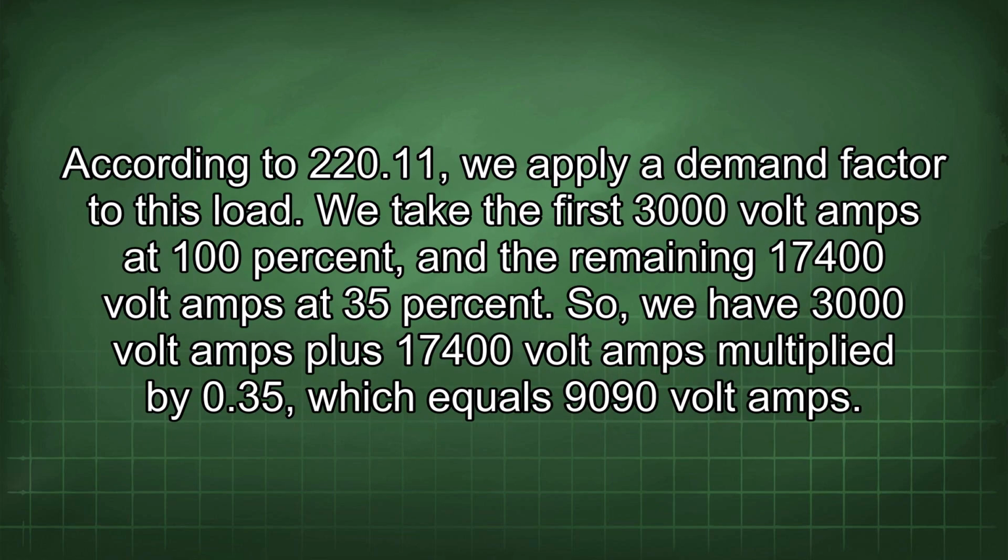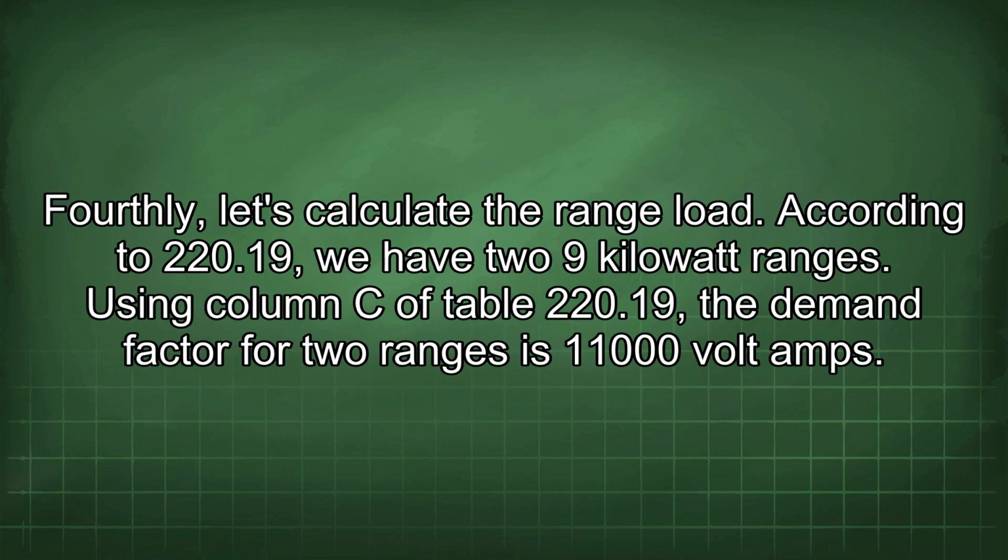According to 220.11, we apply a demand factor to this load. We take the first 3,000 volt amps at 100% and the remaining 17,400 volt amps at 35%. So, we have 3,000 volt amps plus 17,400 volt amps multiplied by 0.35, which equals 9,090 volt amps. Fourthly, let's calculate the range load. According to 220.19, we have two 9 kilowatt ranges. Using column C of table 220.19, the demand factor for 2 ranges is 11,000 volt amps.